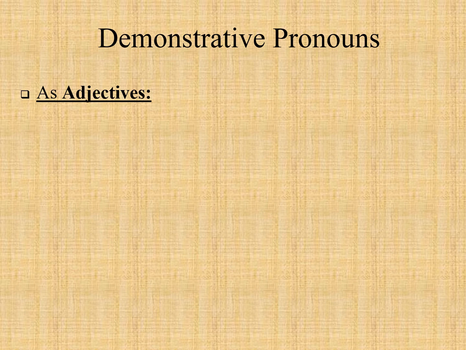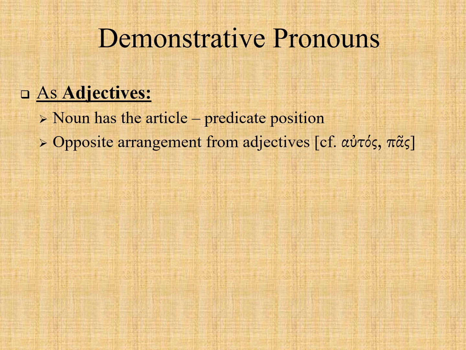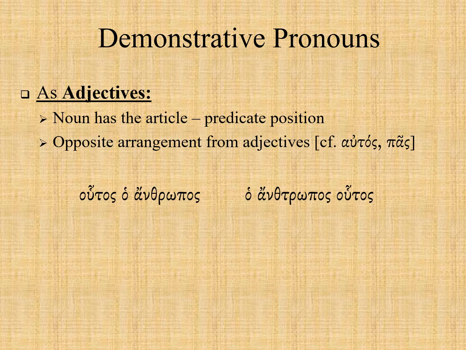So let's look at demonstrative pronouns as adjectives. When the noun has the article, it is in predicate position, but here we have the opposite arrangement from the adjectives that we learned earlier. Here's an example: hutos ho anthropos, or the word order can be reversed, ho anthropos hutos. So we have the demonstrative adjectival pronoun, hutos ho anthropos, this person or this man.